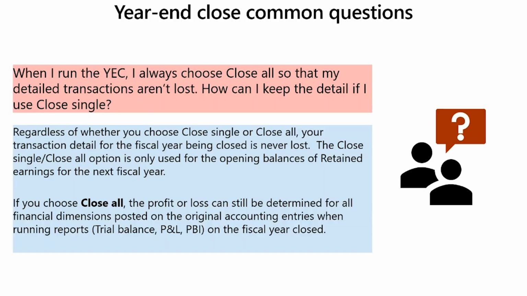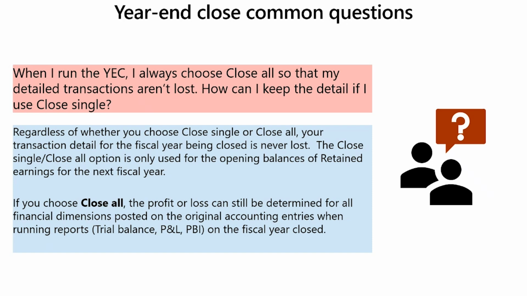Okay. One question we get from customers after that discussion around using close single as much as possible: when I run the year-end close, I always choose close all so that my detailed transactions aren't lost. How can I keep the detail if I use close single? So I want to make it clear again, you never lose the detail of your P&L accounts in the year that you're running the fiscal year close for.